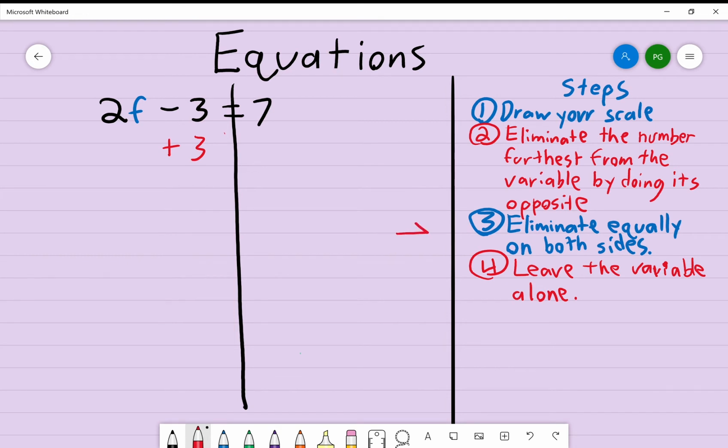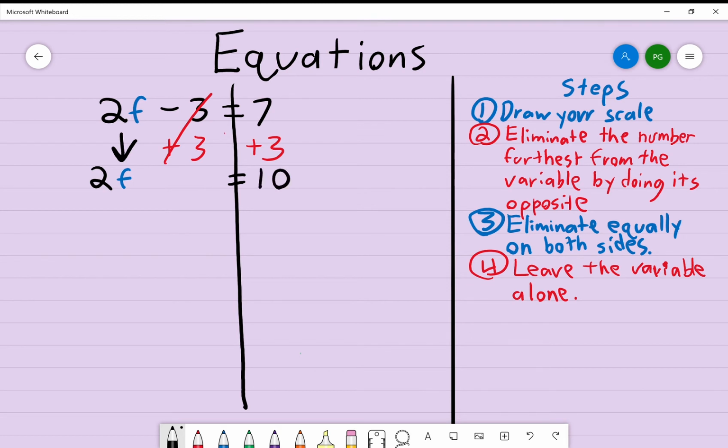Now remember, step 3, I must eliminate equally on both sides. If I'm adding 3 on this side, I need to go ahead and add 3 on the other side. Let's bring it down. The 2 and the f, I haven't changed anything, so I can just bring that straight down. Negative 3 plus 3, well, those are opposites. Opposites cancel out. Equals 0. I don't have to write anything down. I bring down the equal sign, and then 7 plus 3 is 10. Excellent. We're not done yet.